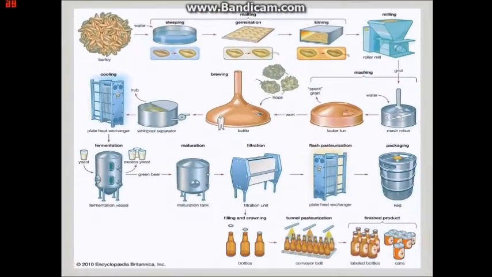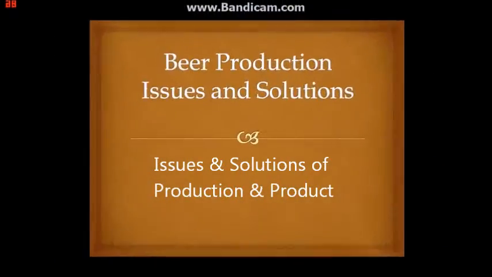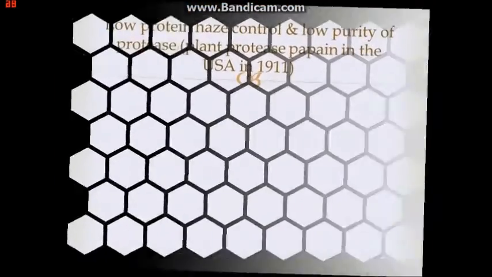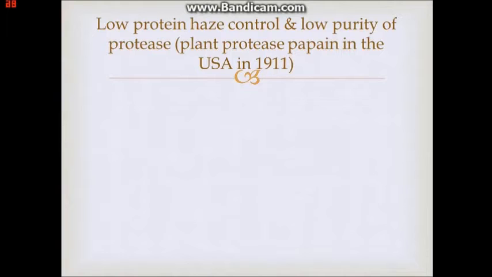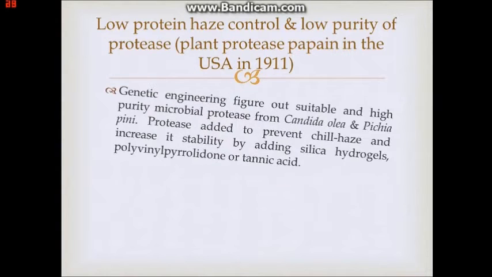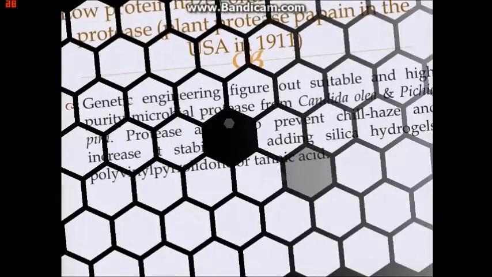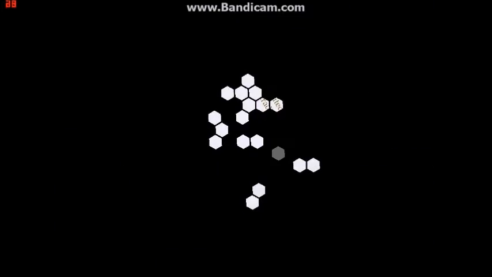Next, we'll be talking about beer production issues and solutions. Firstly, low protein haze control and low purity of protease. The solution is genetic engineering, which produced suitable and high-purity microbial protease from Candida olea and Pichia pini. Protease is added to prevent chill haze and increase stability, along with silica hydrogels, polyvinylpyrrolidone, and tannic acid.